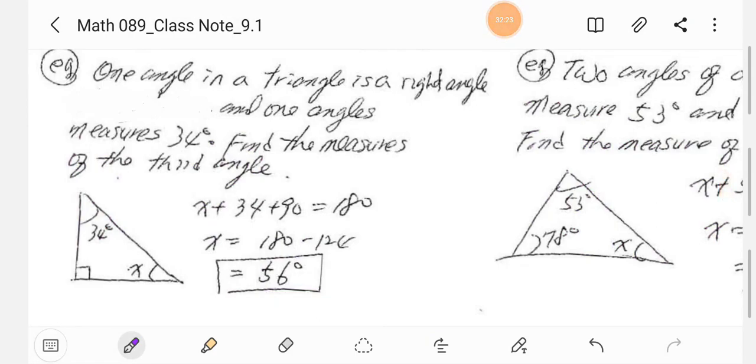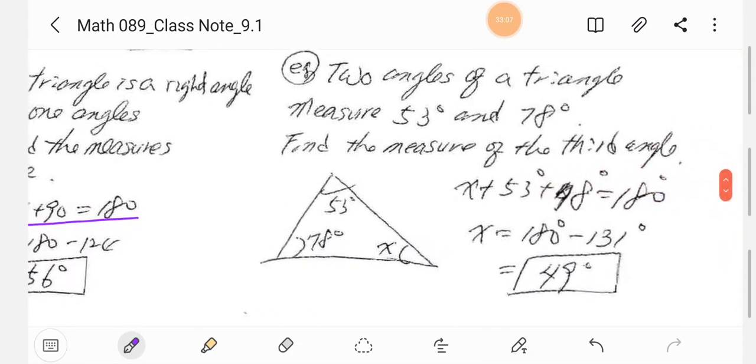Okay, let's check this one. Okay, one angle in a triangle is a right angle. So let me draw a triangle like this, and one angle is 90 degrees. Now for the 90 degrees, use a square symbol like this. And then one angle is 34 degrees. This is 34 degrees. Then find the measure of the third angle, this one. Since the sum of three interior angles of a triangle is 180, add these three angles. So this is X. So X plus 34 plus 90 degrees will make 180. So you can find X.